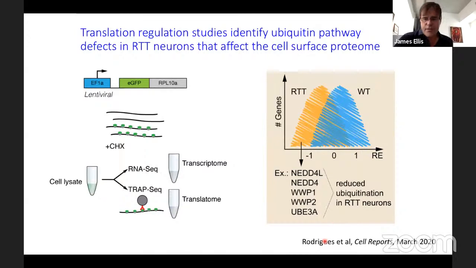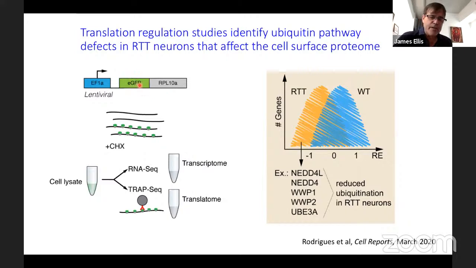This is the work from David Rodrigues, a Brazilian research associate, published earlier this year, looking at translational regulation using a technique called TRAP-seq. I'll give you the final message first: we identified ubiquitin pathway defects in Rett syndrome neurons that affect the cell surface proteome.